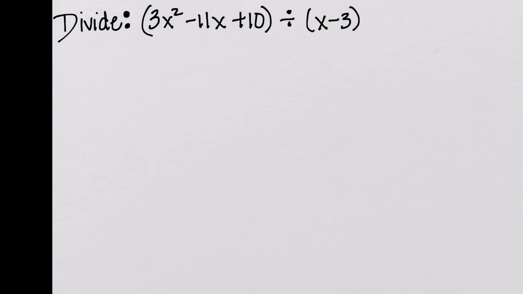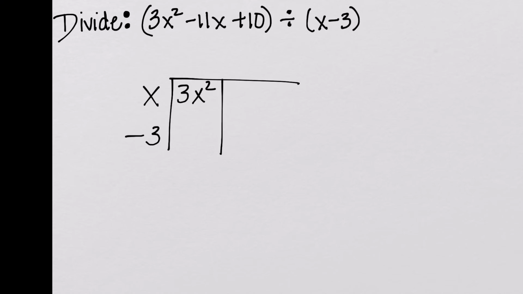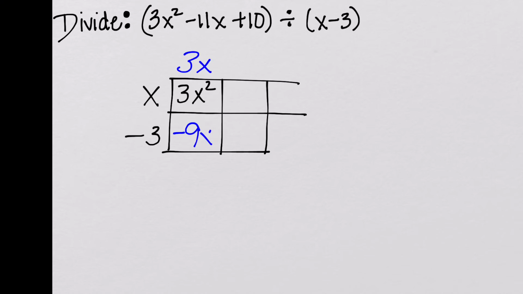Okay. And for our last example, 3x squared minus 11x plus 10, we want to divide that by x minus 3. So the setup starts off the same. We make space for the x minus 3, and we put our 3x squared in. And we get to work. x times 3x will make 3x squared. So 3x times negative 3 is negative 9x. We need the two boxes to add to negative 11x. So the missing link here is negative 2x.